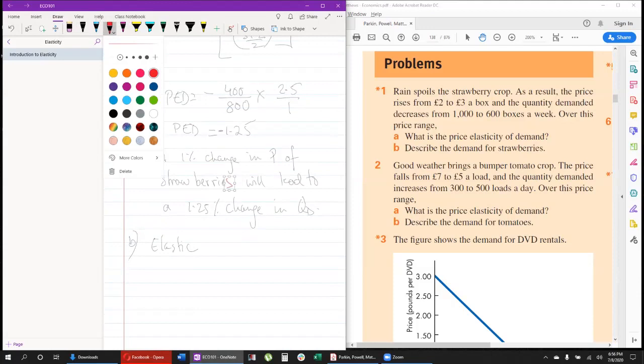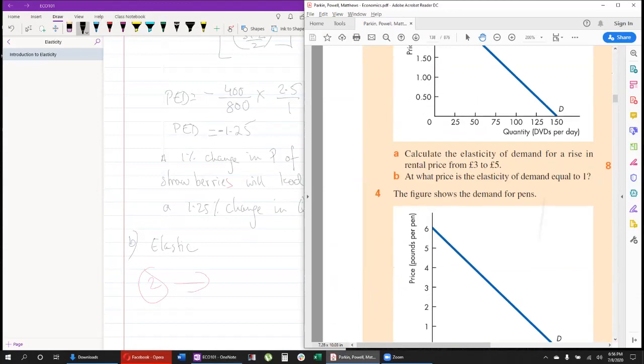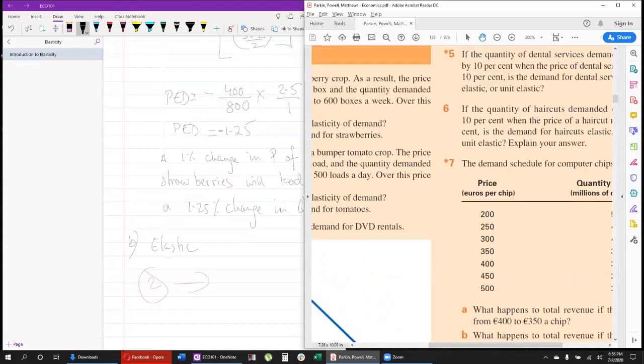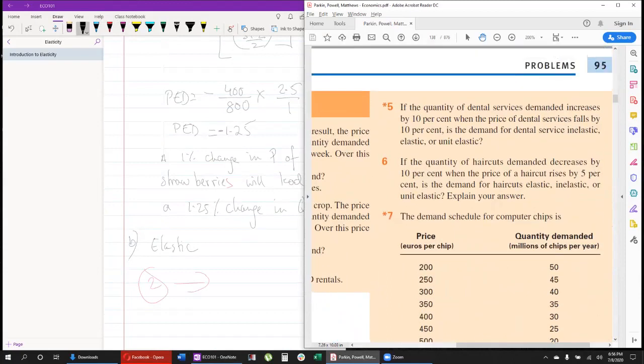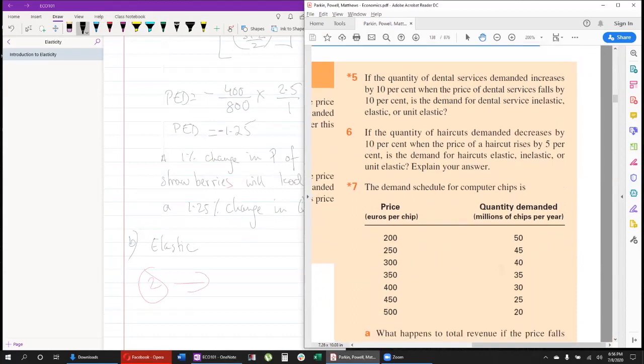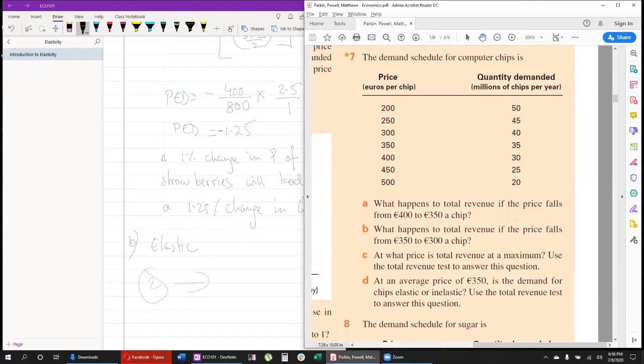Number 2, I'm not doing. I'm going to leave that for you guys to solve. It's very similar to number 1, so you should all be able to do it. 3 and 4 also, you guys can give it a go and see if you are able to do it. 5 and 6 are also pretty basic. I'll leave that for you guys to solve, and I'll move on to number 7.